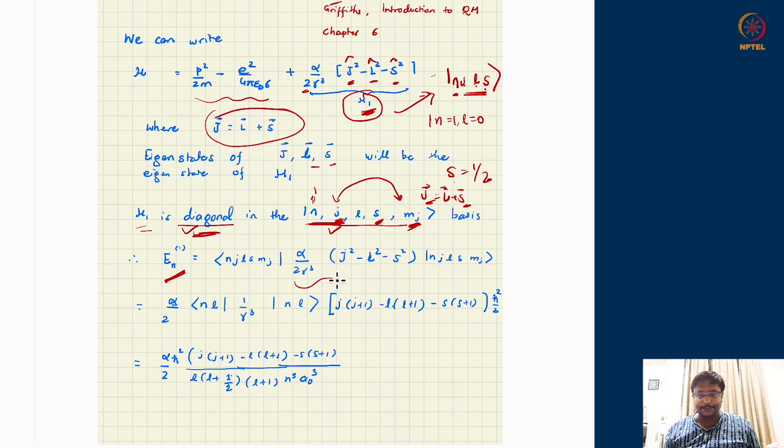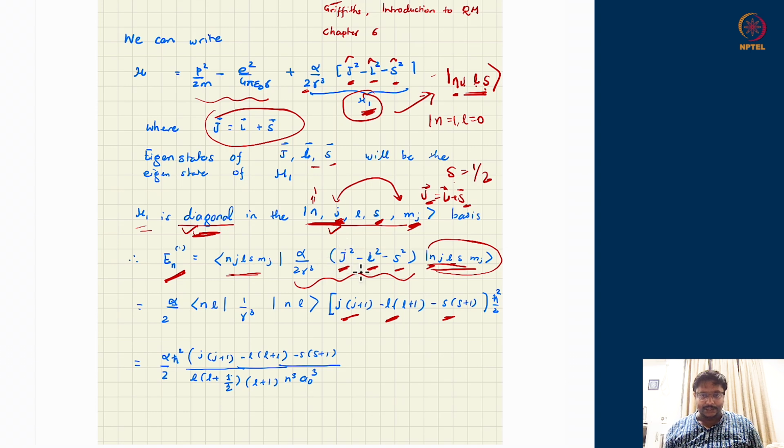So I will just take the perturbation Hamiltonian and squeeze it between the energy eigenstates. I do not have to worry anymore, because the perturbation Hamiltonian is already diagonal, so I do not have to worry whether the perturbation theory is valid or not. Then you will see that this J square, L square, S square acting on this eigenstate gives me J into J plus 1, L into L plus 1 and S into S plus 1. And then 1 over R cube gets squeezed between this N and L.